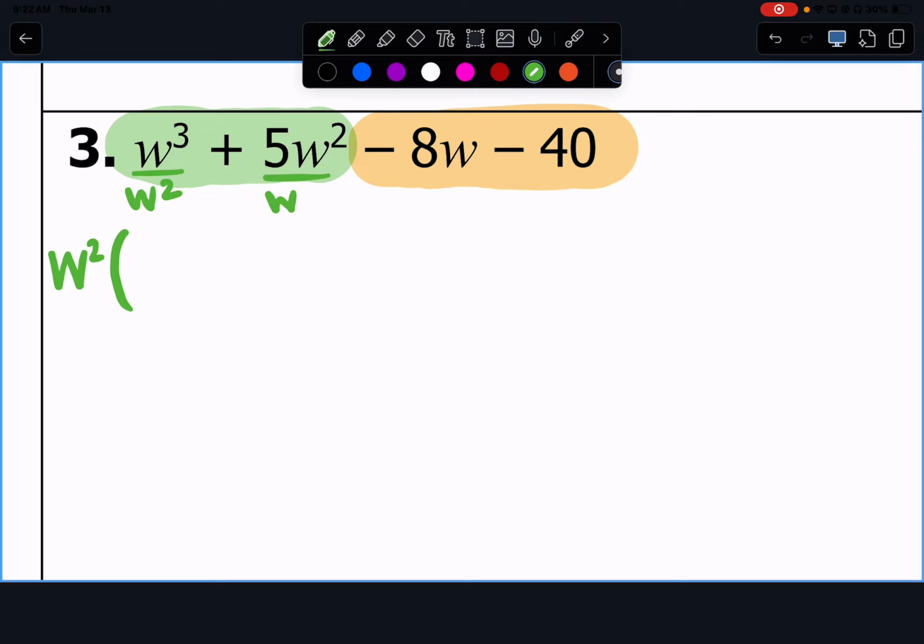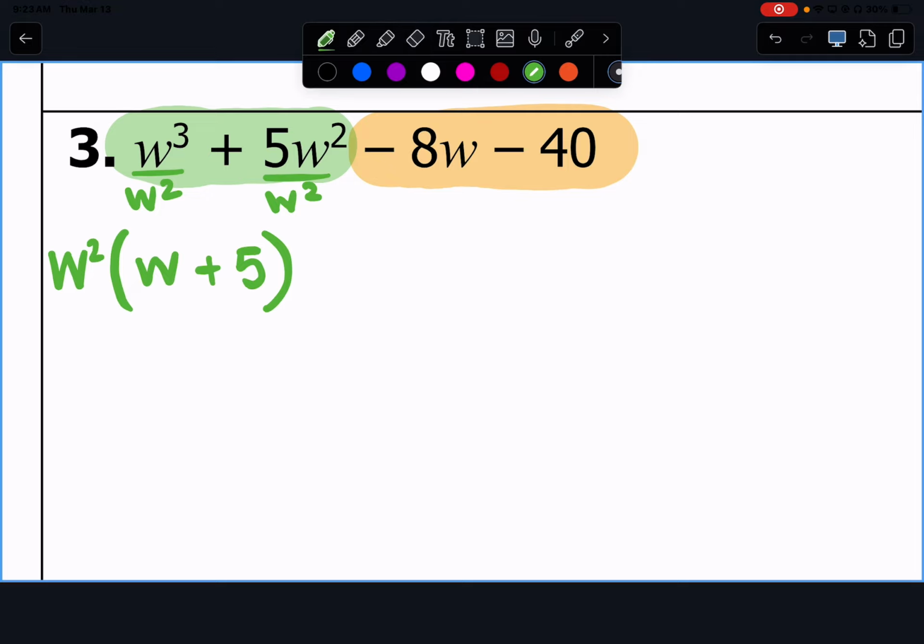If you need to show your division step like that, please do. Don't get caught up on doing things in your head so that you forget something, okay? If you need to write it out, write it out. What is W to the third divided by W squared? What is 5W squared divided by W squared?